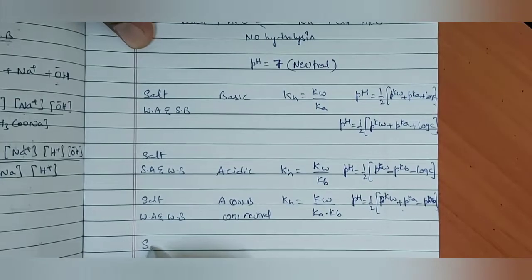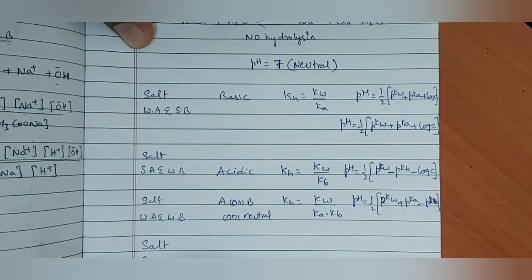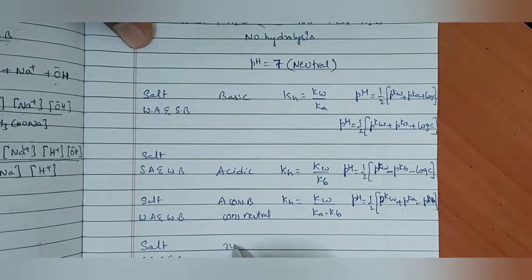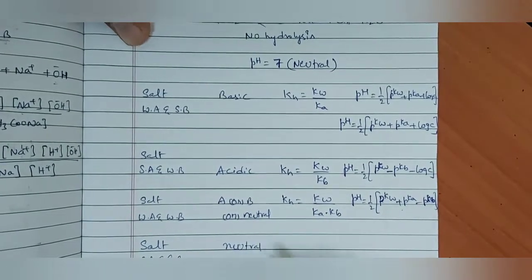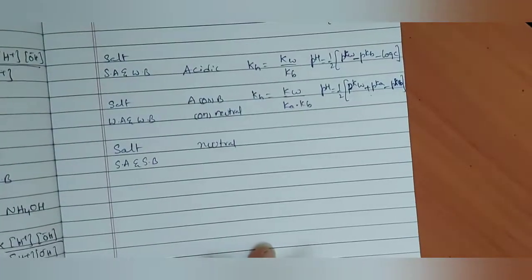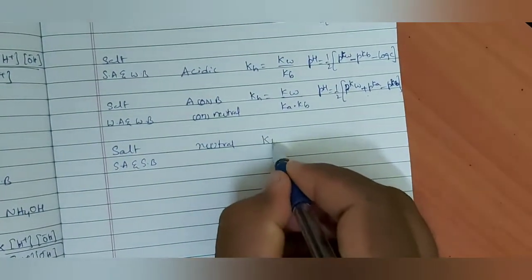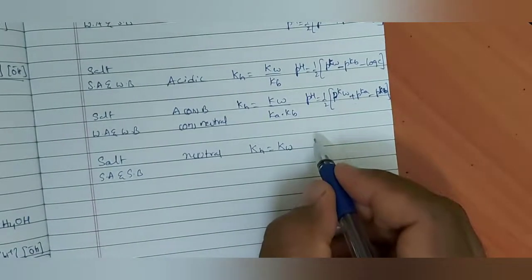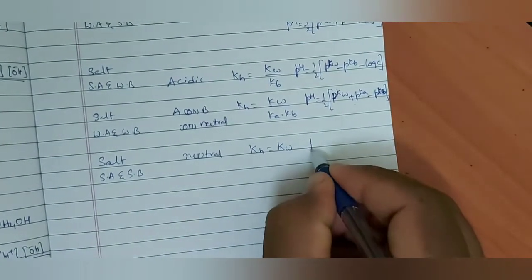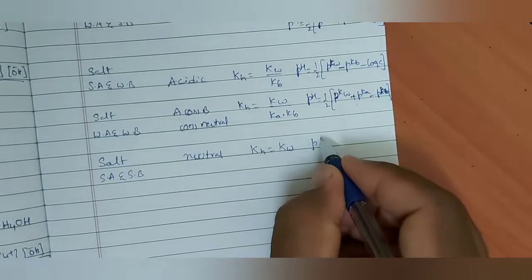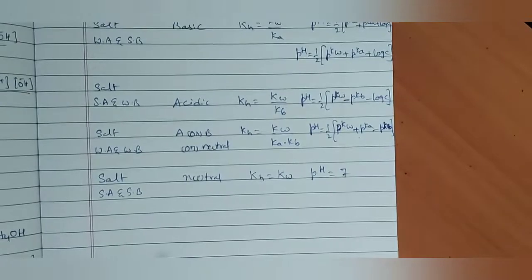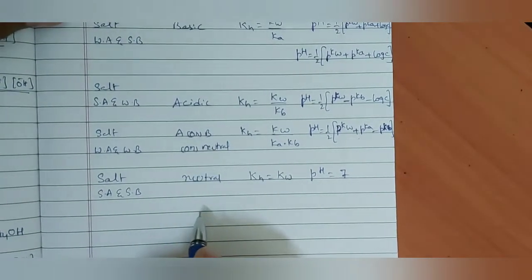Finally, salt which is obtained from strong acid and strong base. The resulting solution is neutral. KH is equal to KW. No hydrolysis will take place. pH is equal to 7. This is a simple one. So order you can maintain.